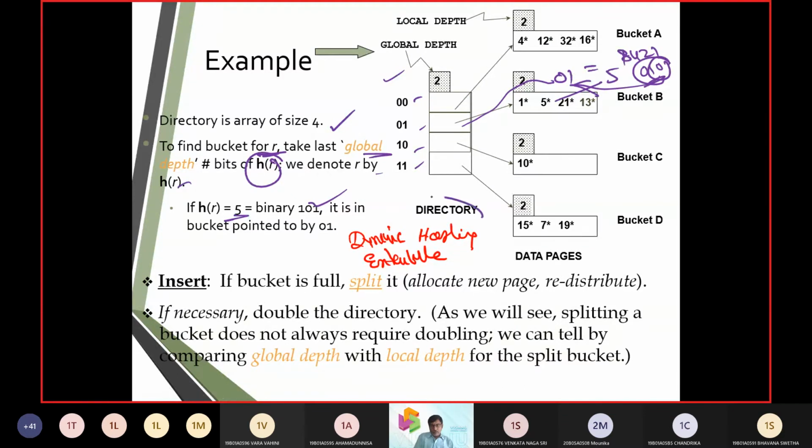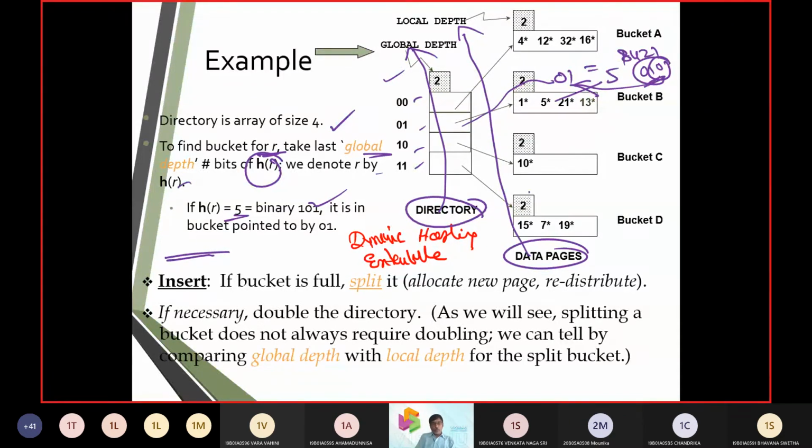So as simple as that. If it is with the directory structure, we call it global depth. If it is with the data pages, we call it local depth. Up to here, everything is okay.